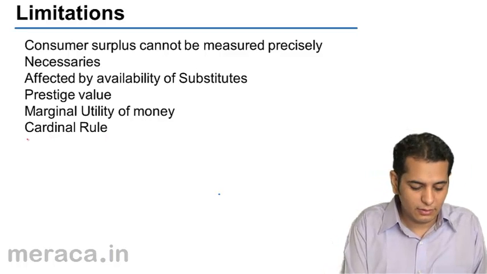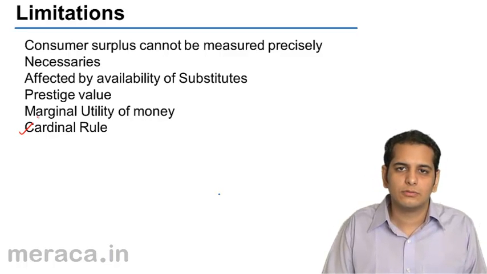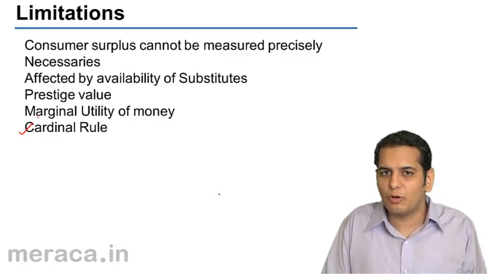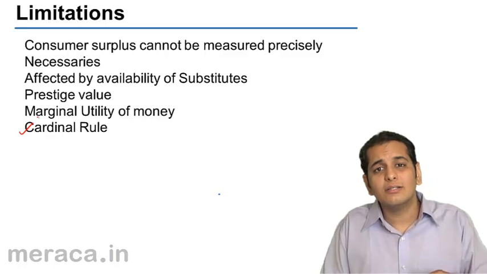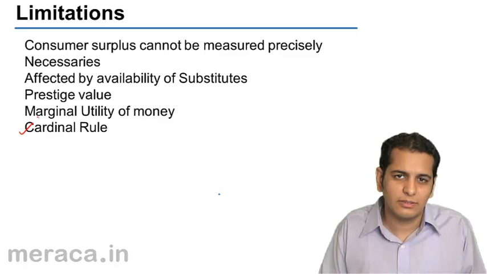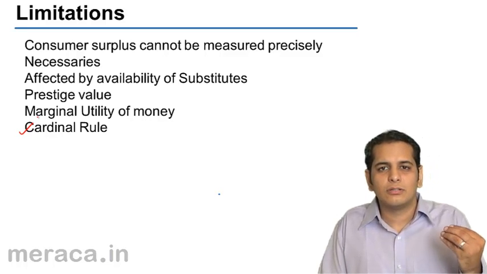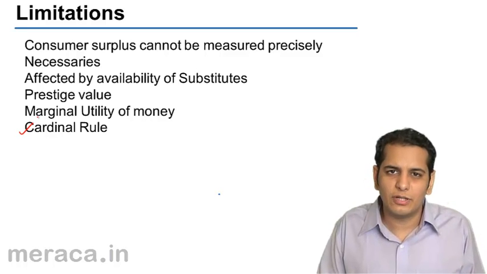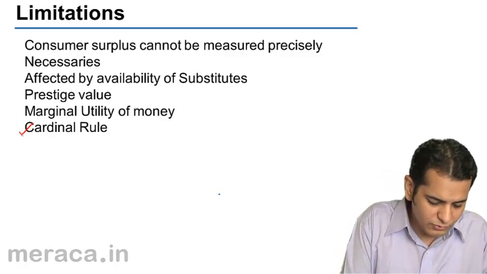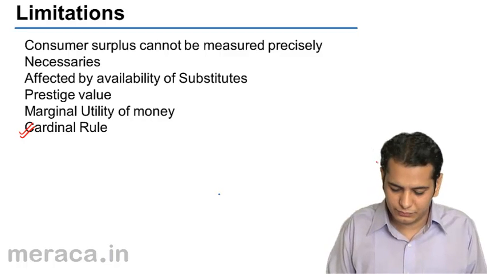And finally, the consumer surplus is based on the cardinal rule. Again, measuring utility is a problem. Cardinal measurement of utility is actually an academic concept, a theoretical concept. You actually cannot measure how much utility you have derived from consumption of a commodity. So, it becomes a shortcoming for calculating consumer surplus.